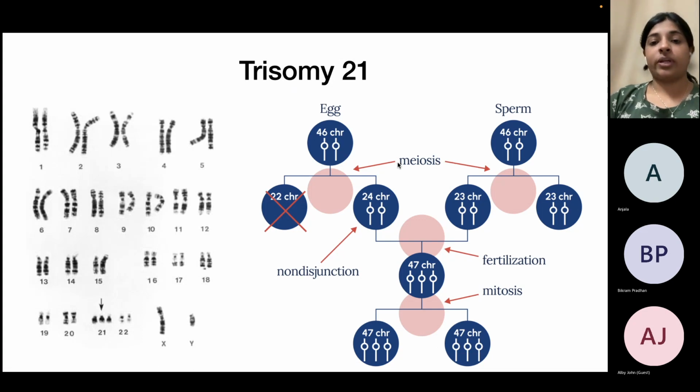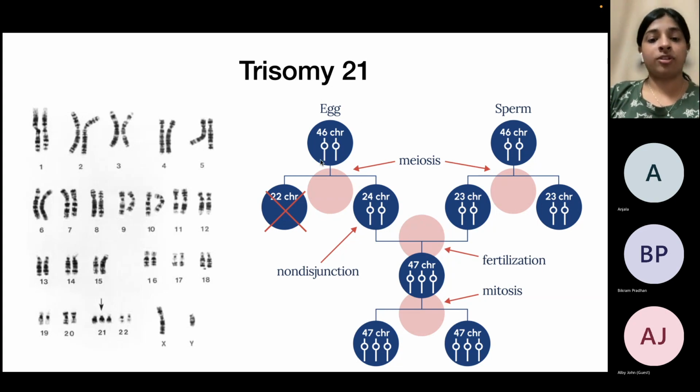So, how can trisomy 21 occur? Say this is an egg cell and this is a sperm cell, both are the gametes that are yet to be formed. They have 46 chromosomes each. After meiosis, they should ideally have 23 and 23 chromosomes.